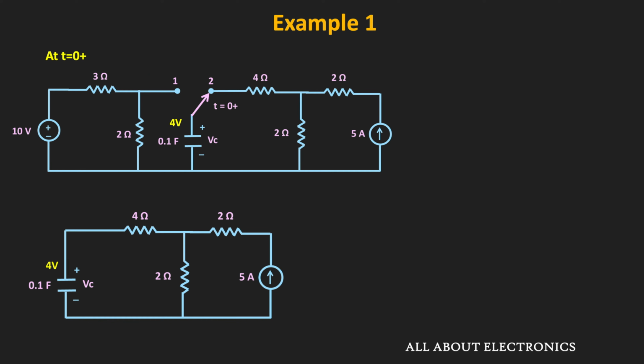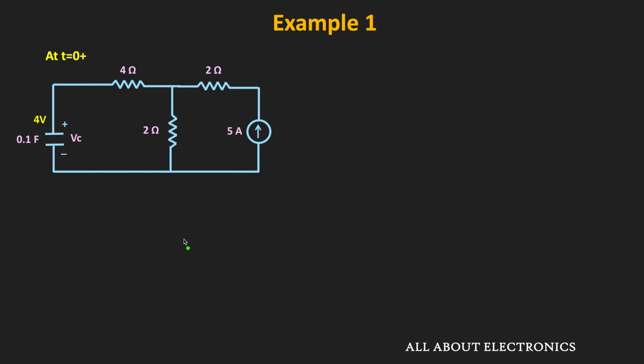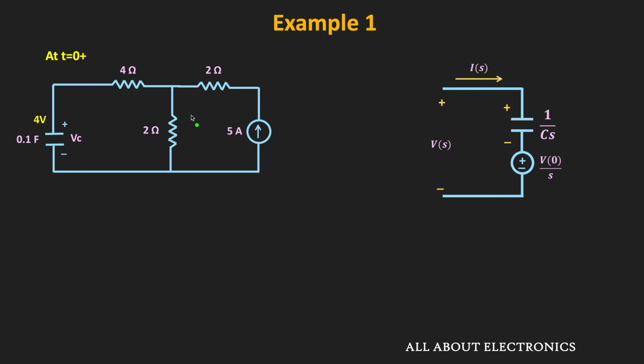So now to find the voltage across the capacitor, first of all let us find the equivalent circuit in the S domain. We know that if there is some initial voltage across the capacitor, then this is the equivalent S domain circuit for the capacitor. Here C is equal to 0.1 Farad. That means 1 over Cs will be equal to 10 divided by S. And we have seen that the initial voltage across the capacitor, Vc(0), is equal to 4 volt. So this voltage will be equal to 4 divided by S.